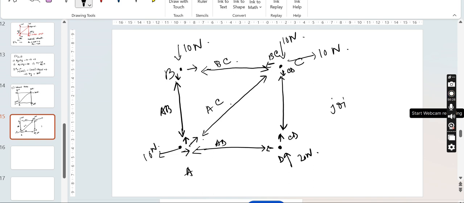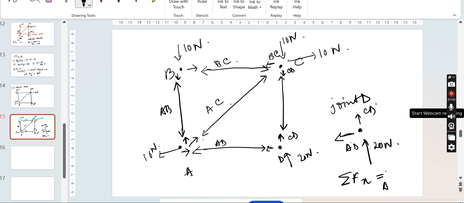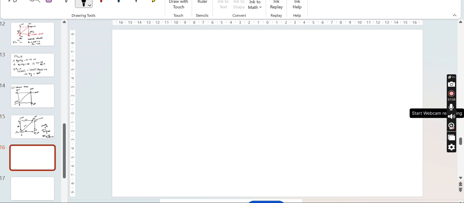So for joint B, we get equations. If we compute Fx, which will be Ax, 0, which is AD will be 0. Now consider joint B.